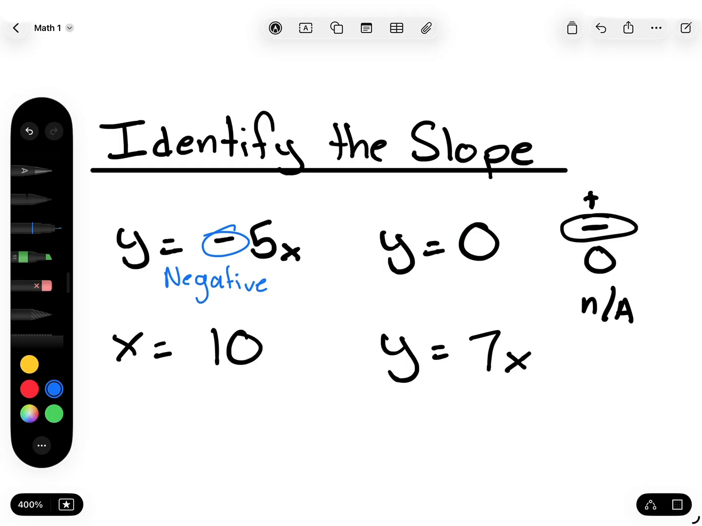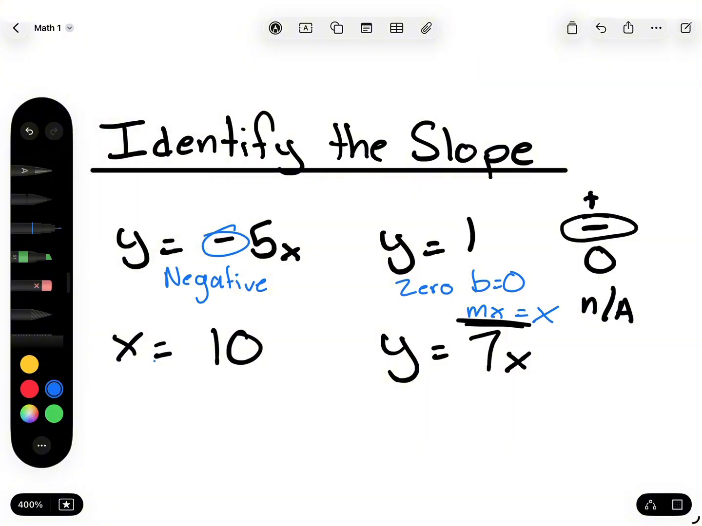Here, remember that zero slope occurs when we do not have mx. So right here, we have just b. We do not have mx. So this is going to be zero slope because we have no slope. Do not get confused. Now, if this was a 1, it's still zero slope because we don't have any slope. Our slope is equal to 0.